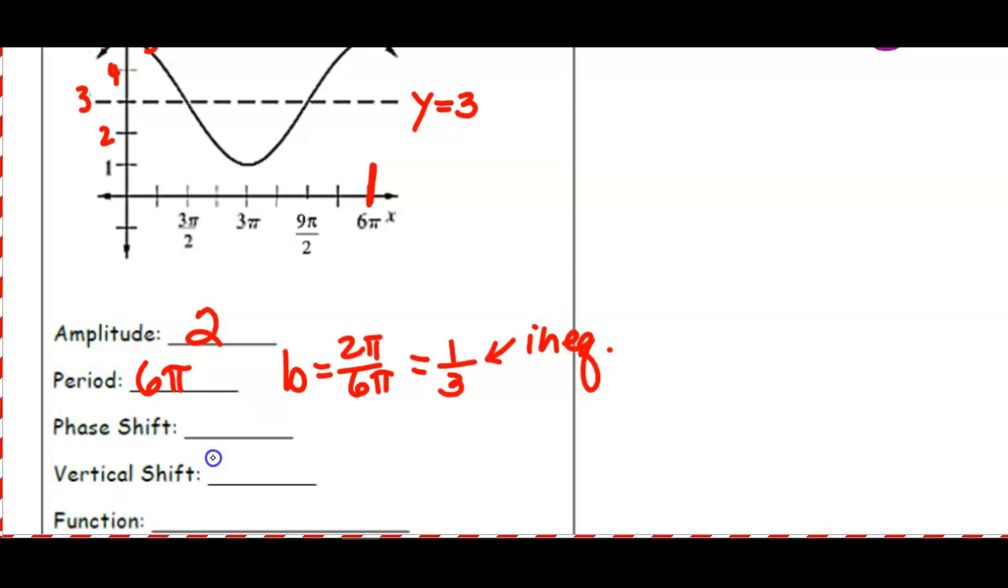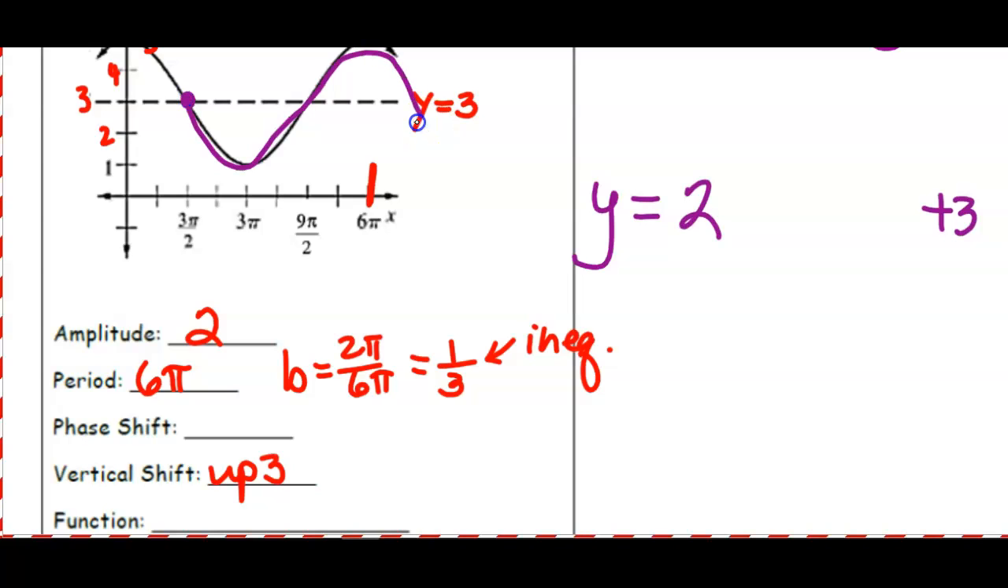We're going to have a phase shift, but first, the vertical shift is up 3, and that's going to go on the back. The equation is going to need a plus 3 back here and an amplitude of 2. Now we have to decide. It looks to me like it would be easiest to say it starts at the midline here and goes down first, and that would make a negative sine graph. So we would put negative sine. The b was 1/3, remember?